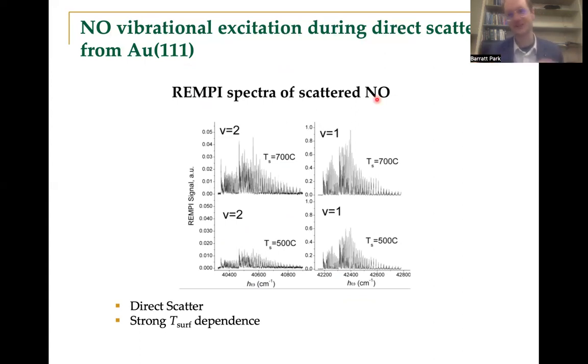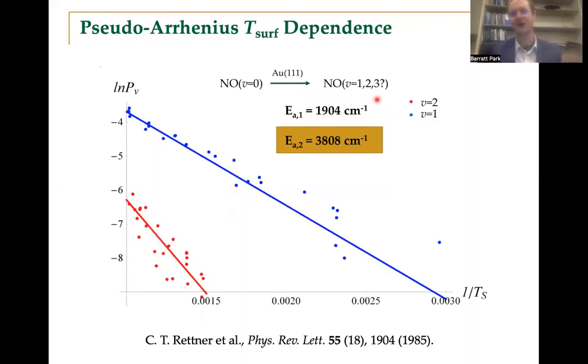10 phonon process. So you would have to have an NO molecule scattering in a sub-picosecond direct scatter mechanism from the surface and somehow absorbing 10 phonons worth of energy from the surface, in a concerted process. And the probability of that happening is basically zero. So what has to be going on is that the electronic degrees of freedom of the surface are being used to excite the vibration of the molecule. And there's in fact a pseudo-Arrhenius dependence on the temperature of the surface.